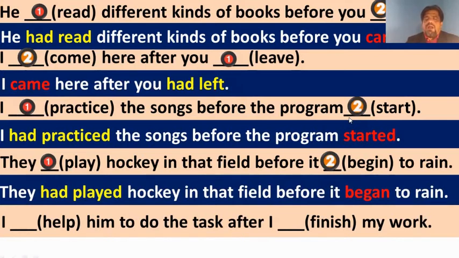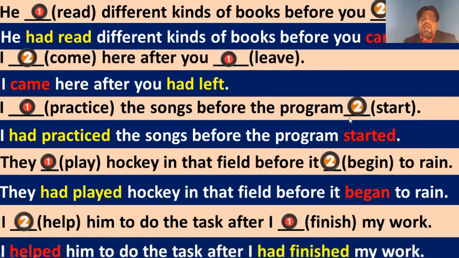And here comes the last one. I helped him to do the task after I finished my work. Which action happened first? Finished, because it is said after I finished. So I finished my work, then I helped. So finish must be written in past perfect and help must be written in simple past tense. Therefore, you may say: I helped him to do the task after I had finished my work.